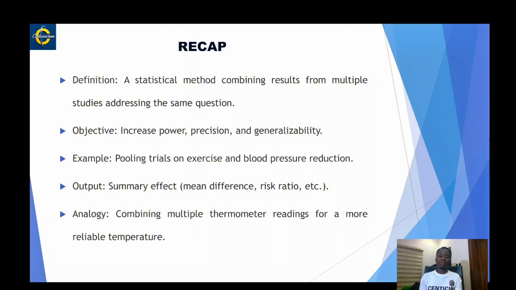And another objective is that it increases power and precision. Don't forget, it's like you're trying to get the trials around exercise and blood pressure reduction. Okay. Now, in terms of the outcome, we have several outcomes that we're looking for.